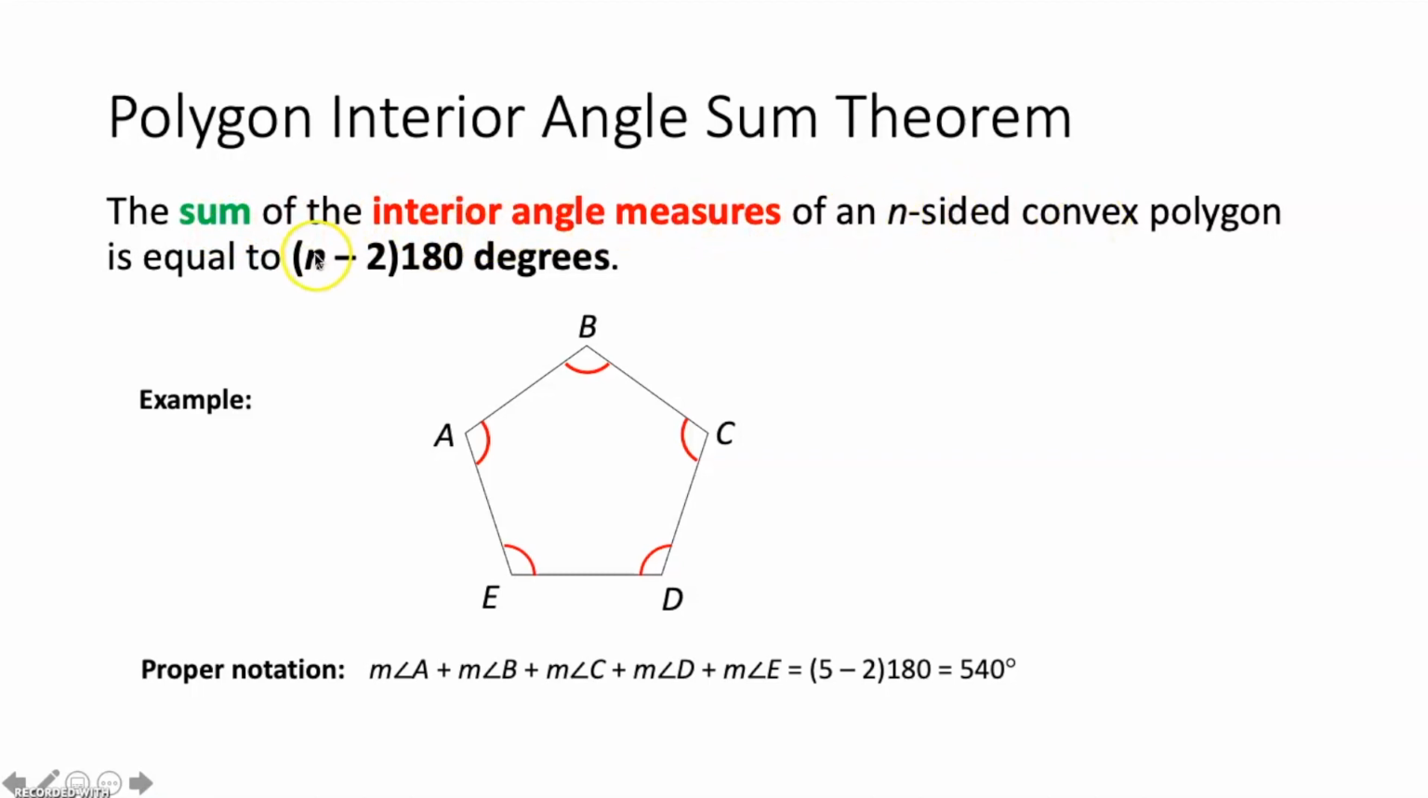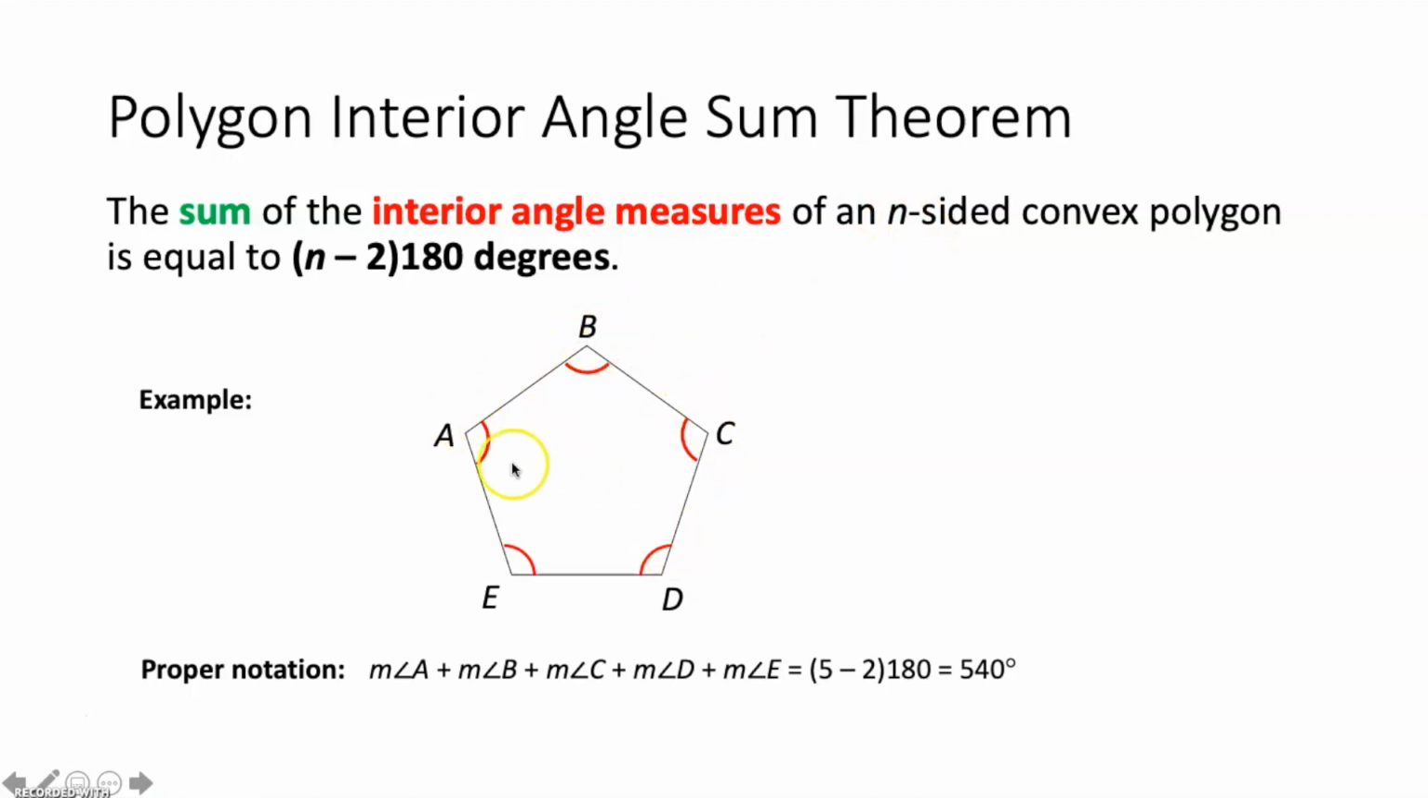Now, the Polygon interior angle sum theorem says the sum of the interior angle measures of an n-sided convex polygon is equal to the quantity n minus 2 times 180 degrees. So let's break this down. This theorem is giving you the sum of the interior angle measures. So if I were to add up the measures of all of these interior angles, that's what this formula is giving you. Next, it's an n-sided polygon, meaning that n is just the number of sides.